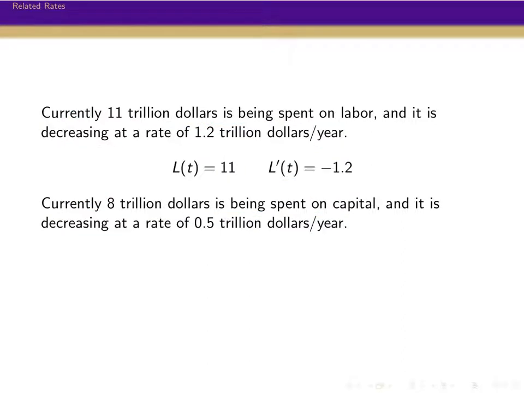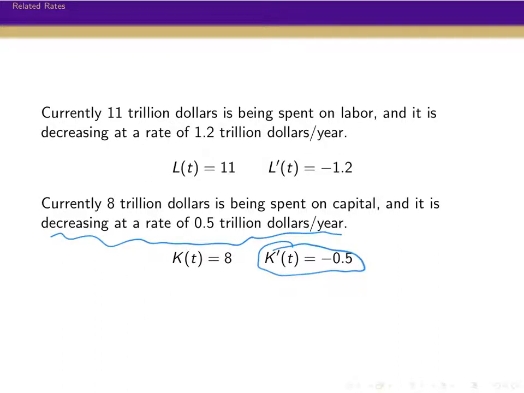Okay, what about for capital? So if we say that currently $8 trillion is being spent on capital, and it's decreasing at a rate of $500 billion per year. Well, the $8 trillion being spent on capital, that's telling us the value of the function. The decreasing at a rate of $500 billion per year, that's a rate, so that's telling us about the derivative.